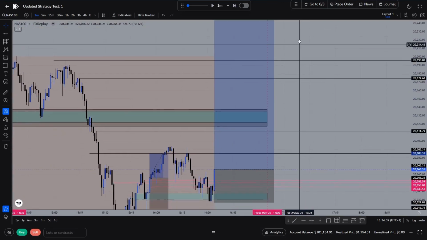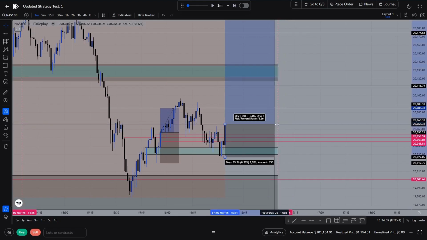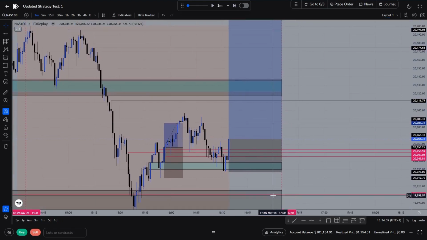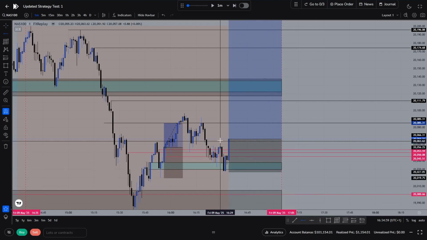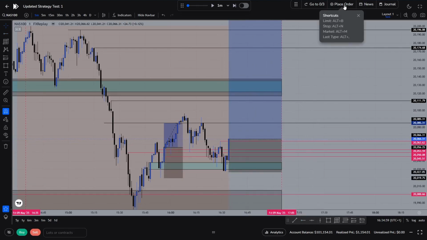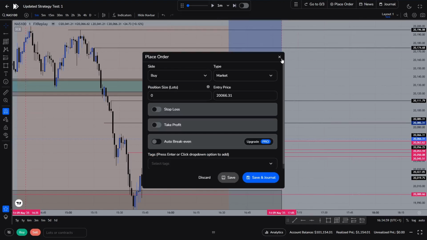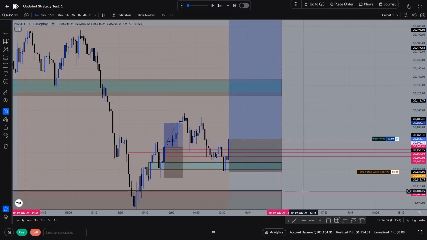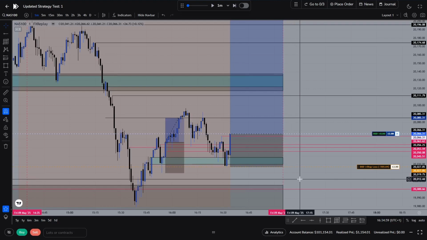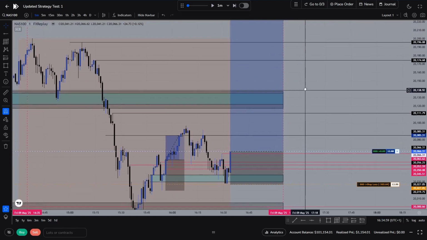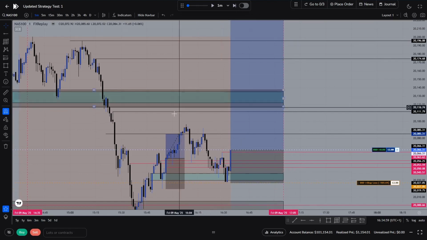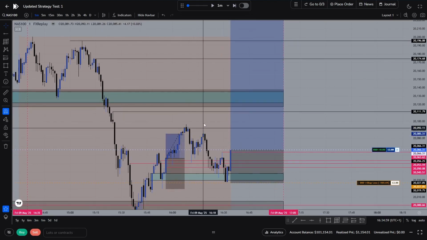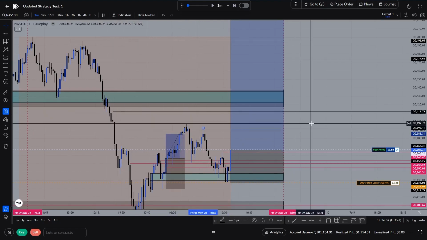I want to enter on half risk because I already made profit that day. Off this breaker structure. Click on that, place order, 0.5% risk. Save. We're in. I lose 500 if price reverses on me now. But move that to TP1. That's still TP2.